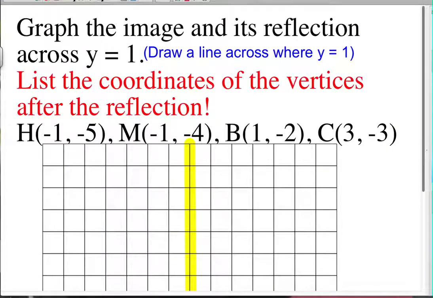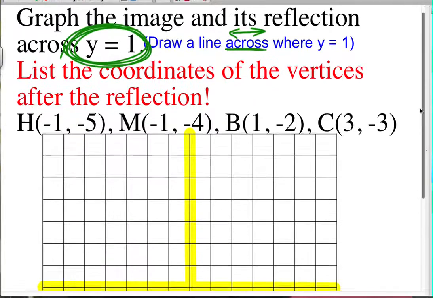Now this is the little snagging spot that I talked about earlier. It says, graph the image and its reflection across the line where y equals 1. Oh boy. I hope you're paying attention because this is new learning for sure. Where is y equal to 1? And in blue I typed, draw a line across where y equals 1. Okay, across, which means this way, right? Horizontal. So first of all, we need to do that.